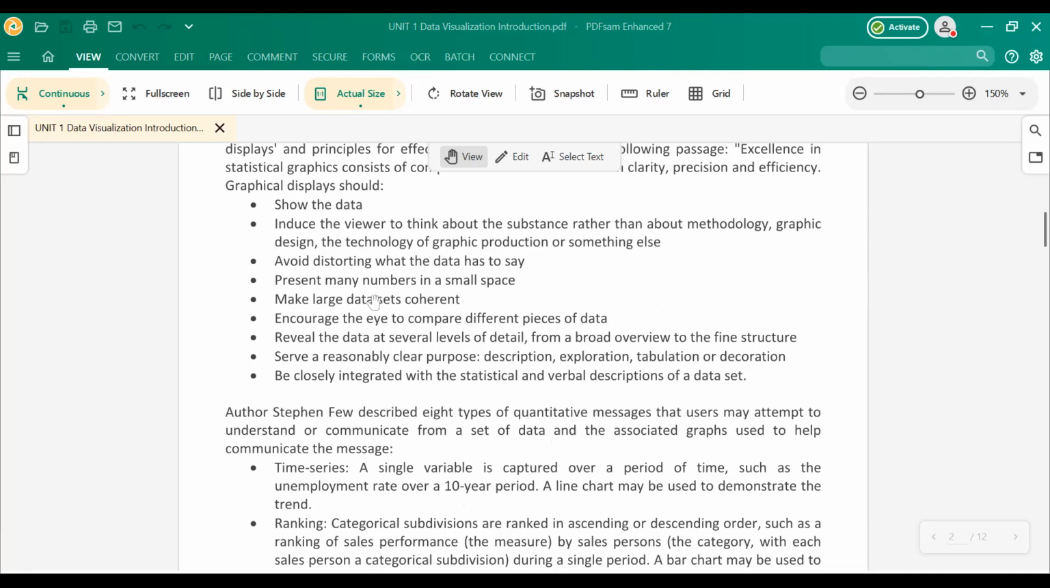So yeah, that's the purpose. Show large data in a coherent manner. It should be easy on your eyes. It should not use colors or things like that which are not easy on the eyes. It should reveal data at several levels of detail, as many levels as possible, without making understanding difficult or complex. That's another key.